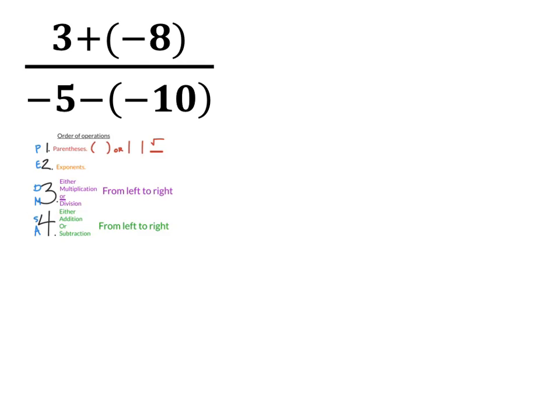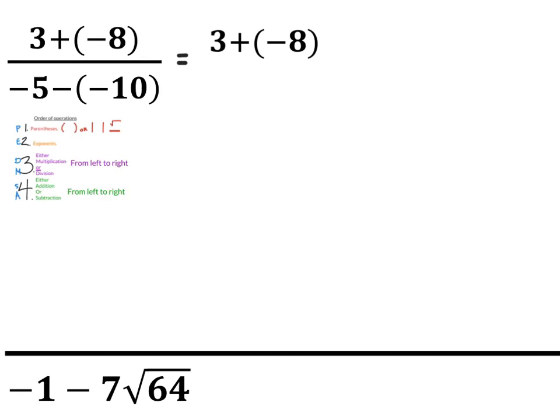So order of operations, again, on fraction type problems like these, is when you have operations in the numerator and denominator, simply ignore one and start with the other. I personally usually start with the numerator. So that would be 3 plus negative 8. Now, in that numerator, there's no other parentheses. There's parentheses, but it's simplified already. It's just a single number.